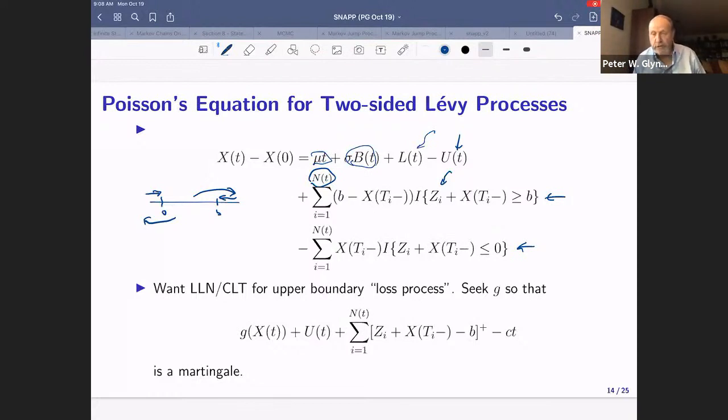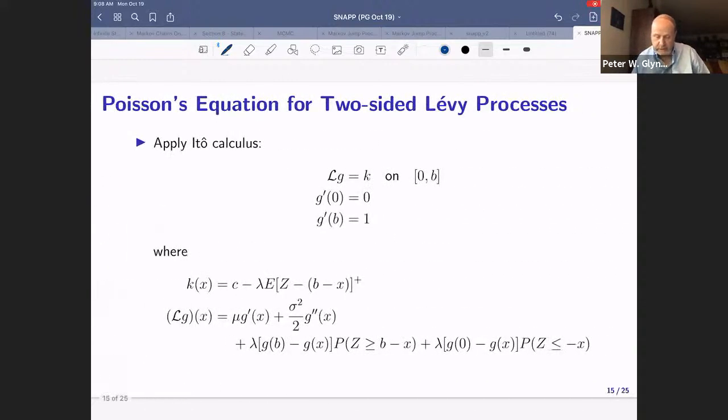Once again, it could be that you would like to have a law of large numbers or a central limit theorem for the amount of pushing or the amount of loss that's occurring at the upper boundary B. And again, you can go through pretty much exactly the same approach that we did in the previous RBM case to determine the appropriate integral PDE that needs to be solved. And here's what it is. I'm not going to go through the details.